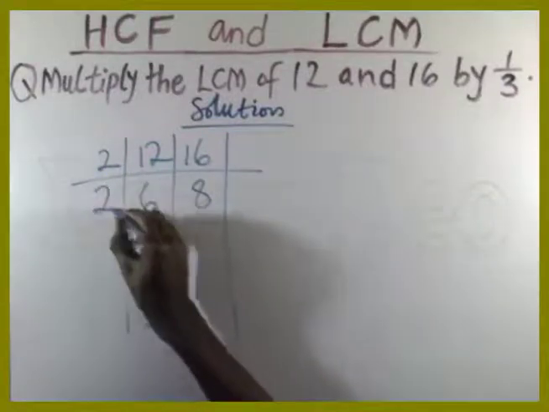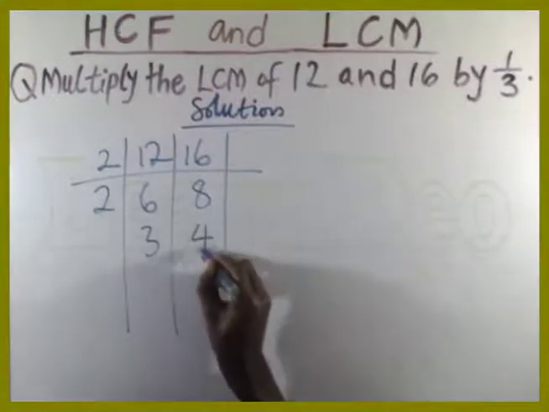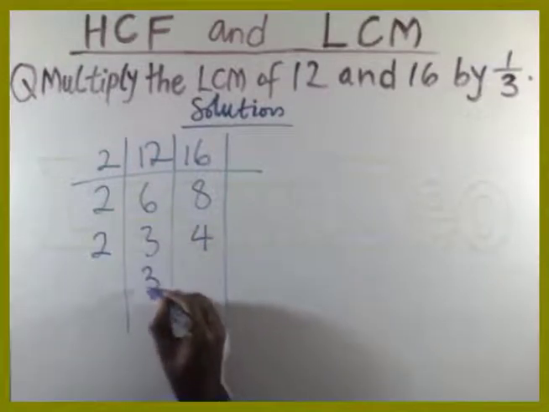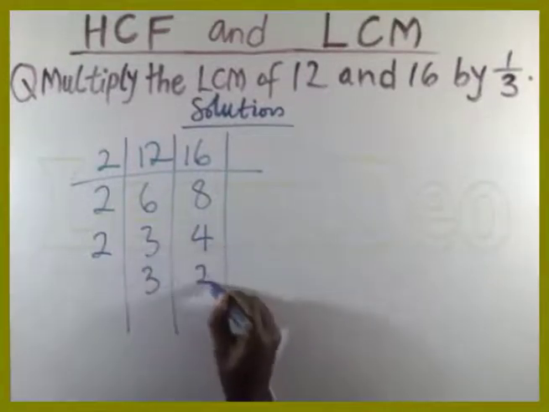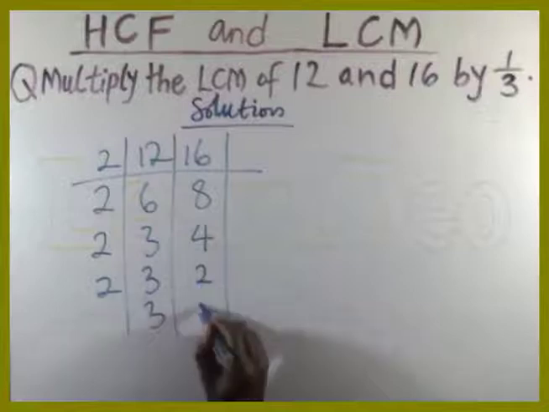2 can also divide 6 3 times. In 8, 4. 2 can divide 4 but not 3. So we bring down 3, then 4 divided by 2 is 2. 2 can divide 2 but not 3. Bring down 3. 2 divided by 2 is 1.